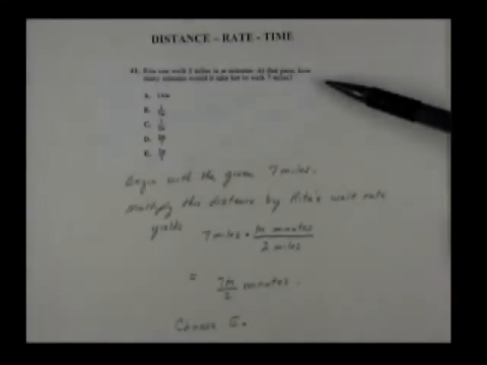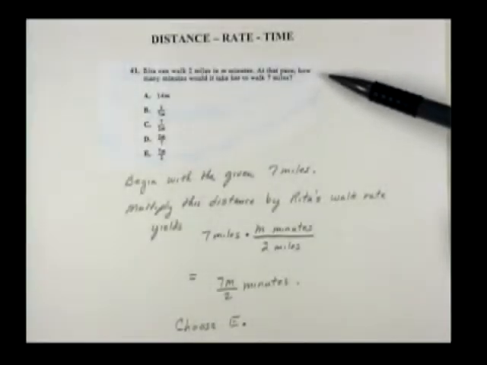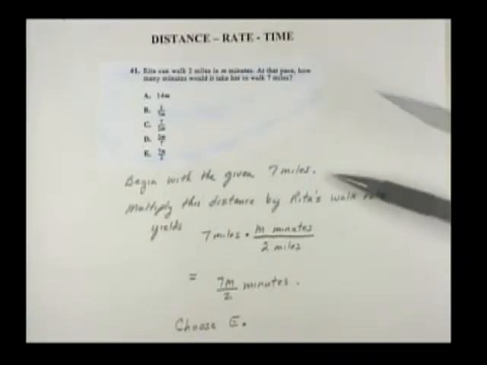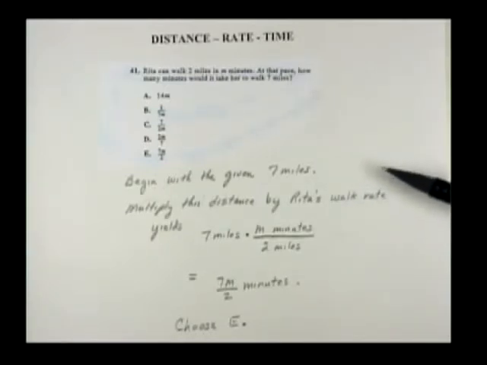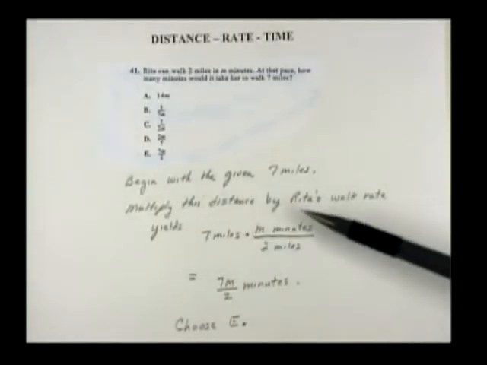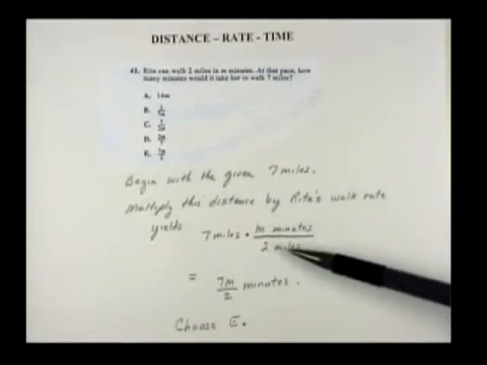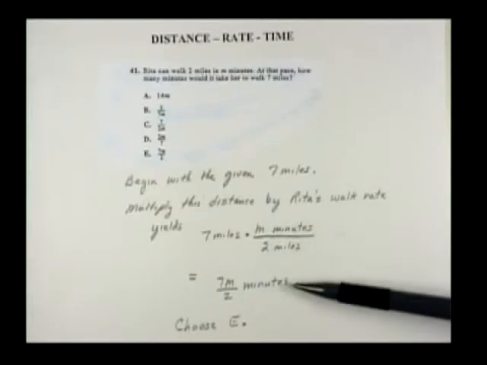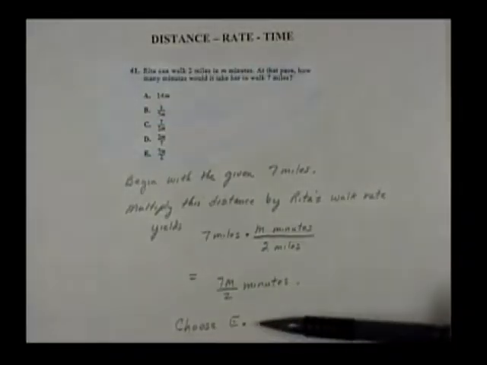Rita can walk 2 miles in M minutes. At that pace, how many minutes would it take her to walk 7 miles? Begin with the given 7 miles. Multiply this distance by Rita's walk rate, which yields this expression: 7 miles times M minutes per 2 miles yields 7M over 2 minutes. Choose E.